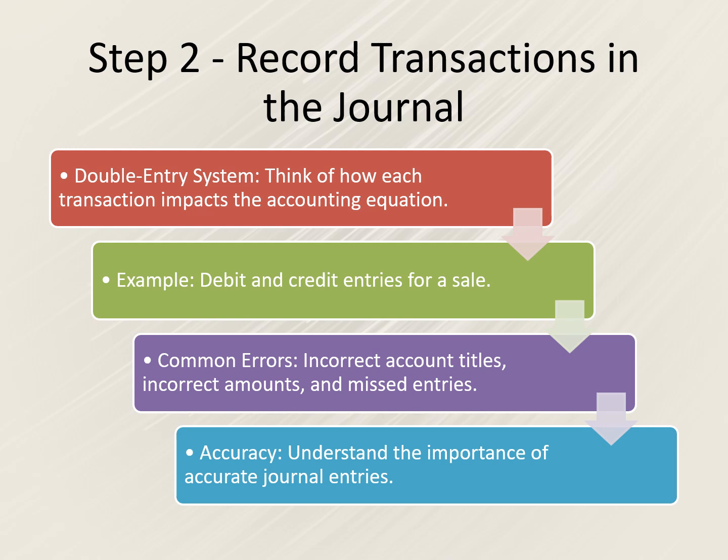Recording transactions in the journal. Once the transactions are identified, they are recorded in the journal using the double entry accounting system. Each transaction affects two accounts, ensuring the accounting equation remains balanced. It is crucial to accurately record debits and credits to prevent errors that may affect the accounting cycle.